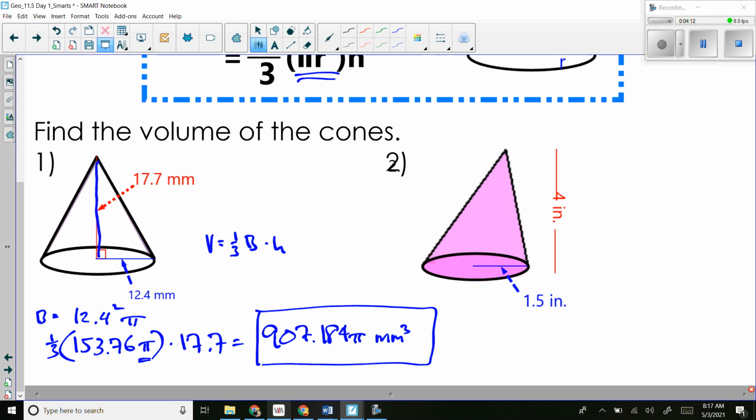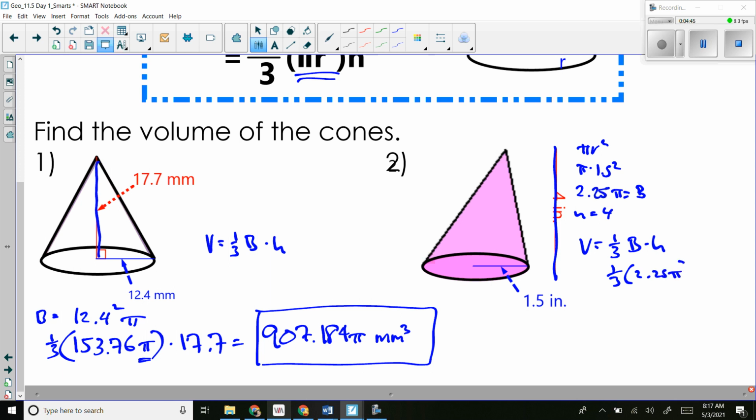Okay, let's look at this next one. This next one has a radius of 1.5, so if I think pi r squared for the area of my base, this is going to be pi times 1.5 squared. 1.5 squared is 2.25. 2.25 pi. That's B. My h is 4, the height of this entire thing. And then if I put that into my formula, V equals 1/3 area of the base times the height. This is going to be 1/3. My area of the base I found is 2.25 pi. And my height was 4.